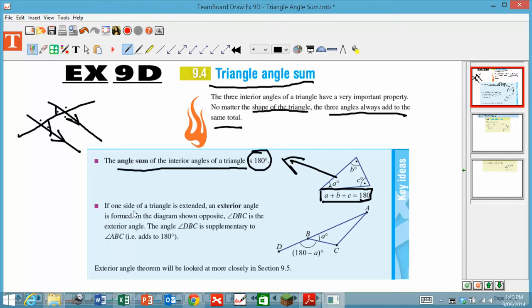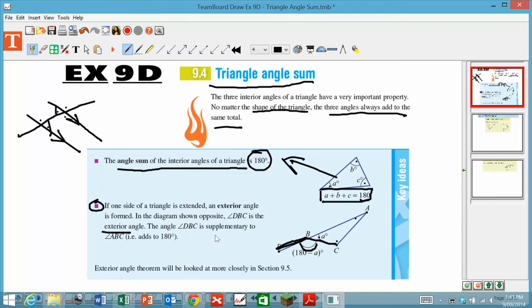Now, if one side of a triangle is extended, such as here, so here's our triangle and we've extended it out to D, an exterior angle is formed in the diagram shown opposite over here, DBC, so angle D, B and C, that angle in there is the exterior angle. Okay, so you've got all your interior angles in here, and as soon as you extend a line you create an exterior angle out there.